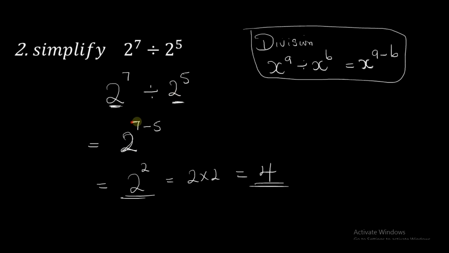The first power is 7, the second power in the index number is 5. So 7 minus 5 will give you 2, which is this 2 that we have here, this power of 2. So your answer will now be 2 raised to the power of 2, which is equal to 2 times 2, and that is equal to 4.